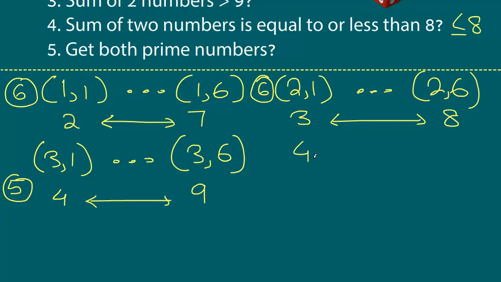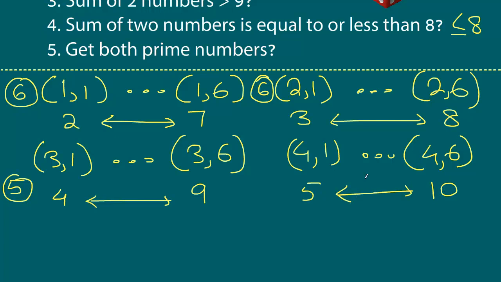Similarly, if we do 4,1 through 4,6, this is 5, and here this is 10, right? Now, of these 6 values, how many are less than or equal to 8? Well, 10 doesn't work, 9 doesn't work. That means we get 4 outcomes here which are favorable.